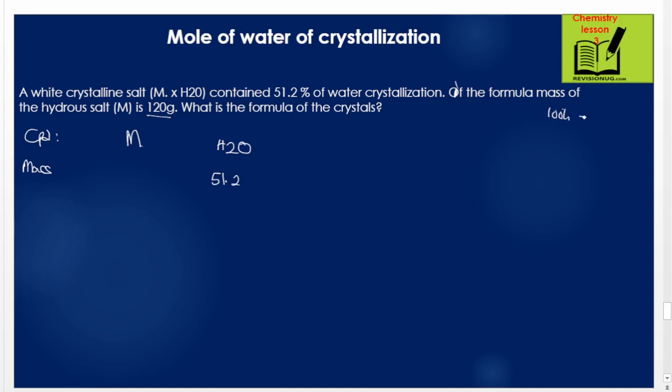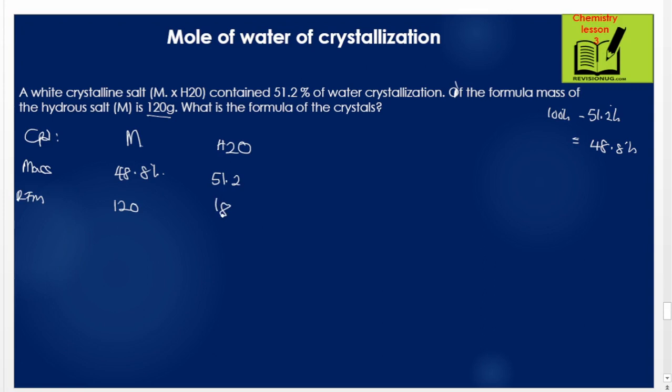Therefore let us get the balance. 51.2, what's the balance here? This is 100 minus 51.2, so we remain with 48.8. So our X is 48.8%. Let us get their relative formula mass. This one is given automatically as 120, and for water it is 18.